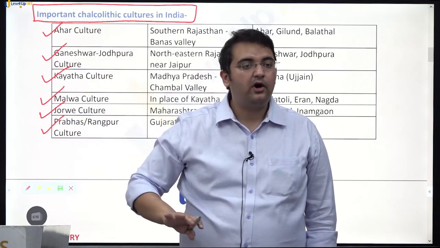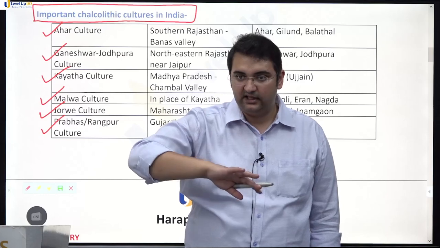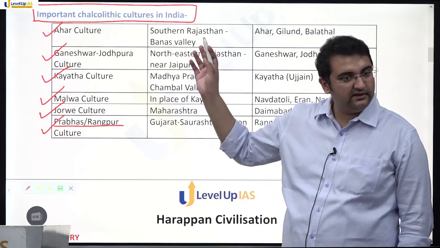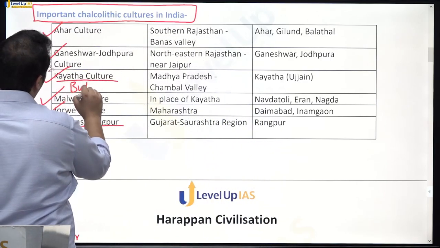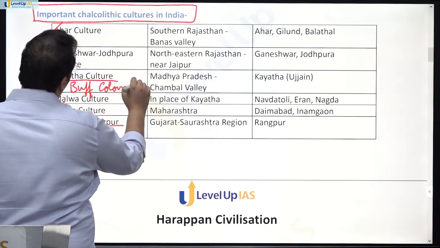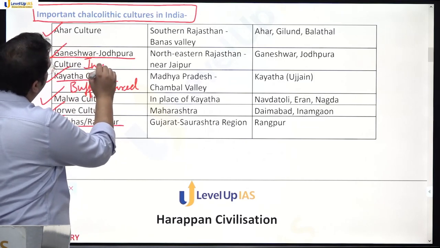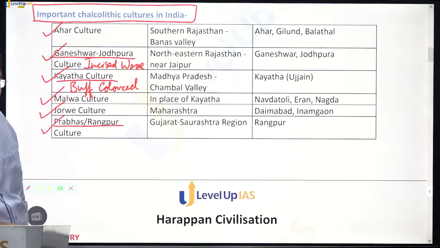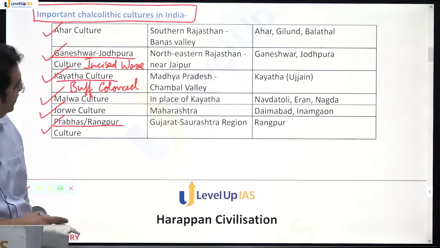Ochre colored pottery, why is it called the characteristic pottery of this period? Because it was uniformly found across all these cultures. For example, the distinct pottery of Prabhas culture, Rangpur culture, kaun sa tha? Abhi humne discuss kiya tha. Lustrous redware. Kayath culture ka distinct pottery, that was buff colored pottery. In Ganeshwar, Jodhpura culture, you had incised ware. Theek hai? So, although ochre color pottery was a link between the ceramic cultures of all these different Chalcolithic communities, each of them also had their own distinct ceramic cultures.